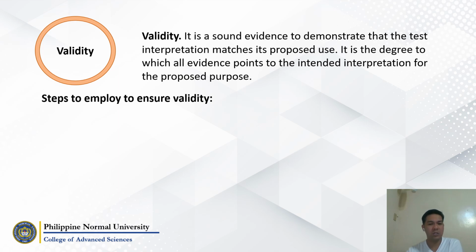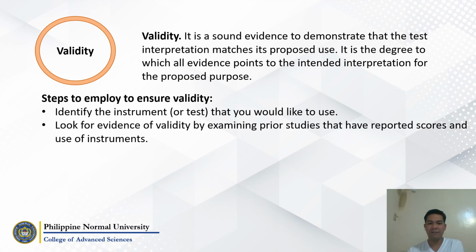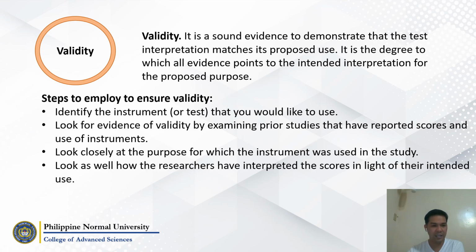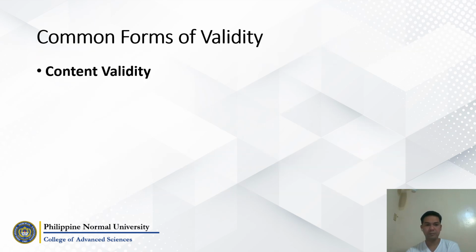Okay, so the steps to ensure validity: identify the instrument or test that you would like to use. Look for evidence of validity by examining prior studies that have reported scores and use of instruments. Look closely at the purpose for which the instrument was used in the study. Look as well at how the researchers have interpreted the scores in light of their intended use, and evaluate whether the authors provide evidence that links their interpretation to their use.